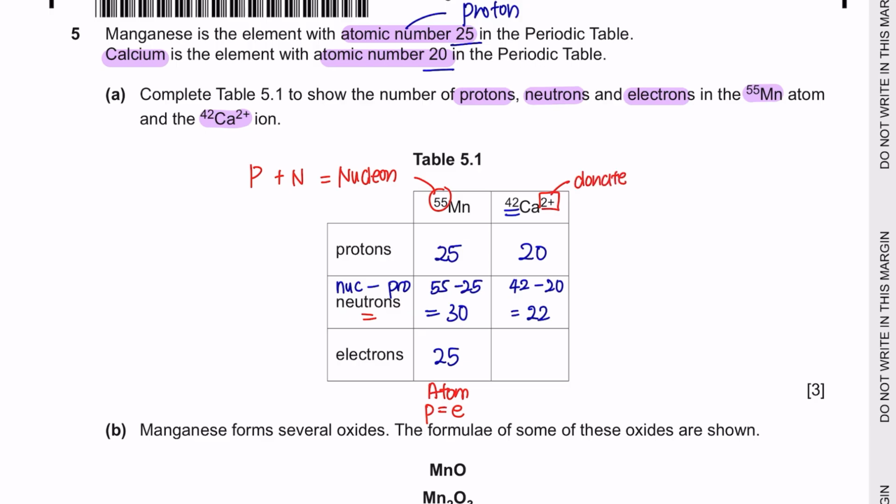Positive means it has donated electrons. And the number of electrons donated is 2. So an atom of calcium also will have 20 electrons. But after donating 2 electrons, we are only left with 18 electrons.